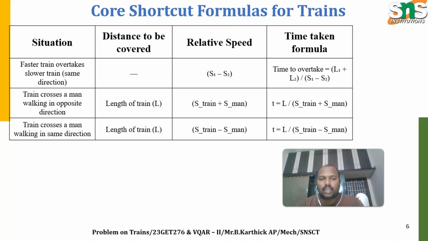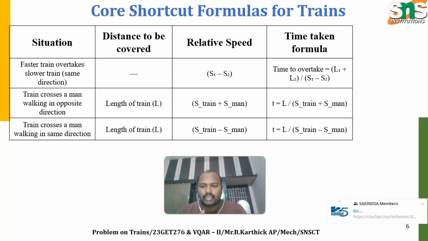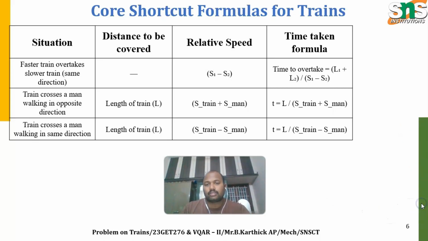The last one is the train crossing a man in the same direction. As I already said, if the same direction comes into the picture, the length is just the length of the train, because the man's length is negligible compared to the train. But the speed is a difference: the speed of the train minus the speed of the man. Once it is the opposite direction, we add; if it is the same direction, the negative comes into the picture. So the time taken is L divided by the speed of the train minus the speed of the man.